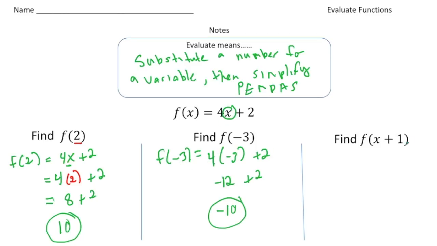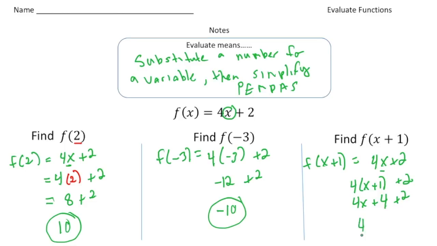This one is a little more advanced. This time we have f of x plus 1. So it's going to be f of x plus 1 equals 4x plus 2. Now I'm going to replace this x with an x plus 1, so it's going to be 4 times x plus 1, and then plus 2. Now I need to distribute the 4, so that's going to be 4x plus 4 plus 2, and that will end up with 4x plus 6. And there it is.